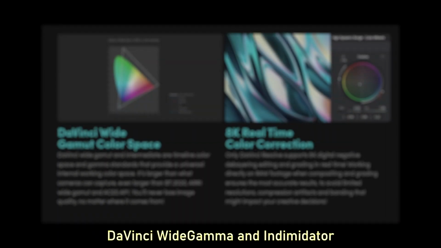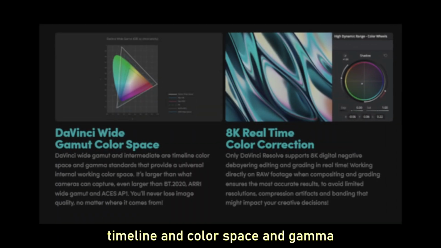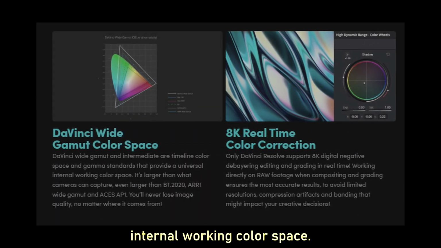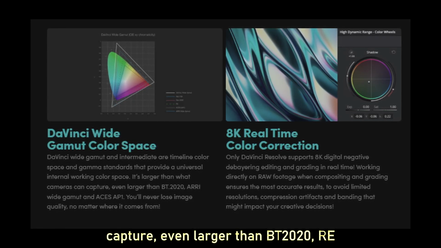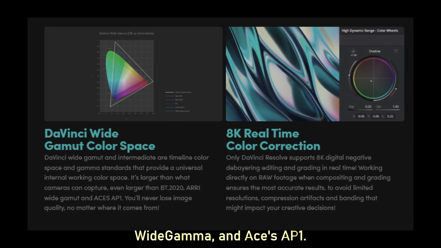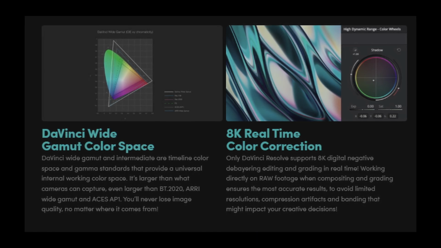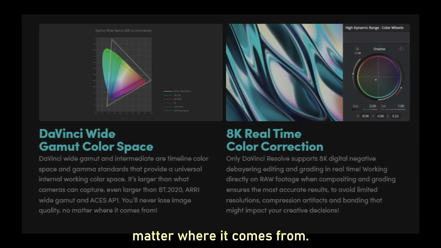DaVinci Wide Gamut and Intermediate are timeline, color space, and gamma standards that provide a universal internal working color space. It's larger than what cameras can capture, even larger than BT.2020, REDWideGamut, and ACES AP1. You'll never lose image quality, no matter where it comes from.